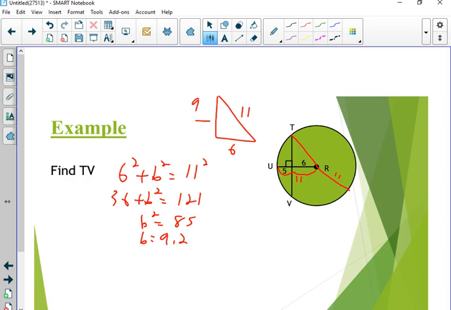Okay? 9.2 right here. That's this piece right here. But remember, it's also this piece right here because it is bisected by the radius. The chord is bisected. So TV is 18.4 units.